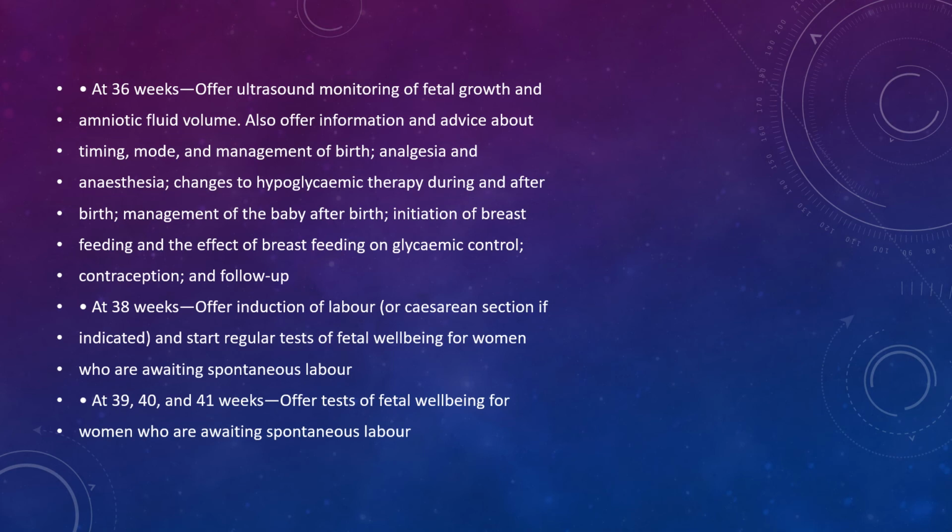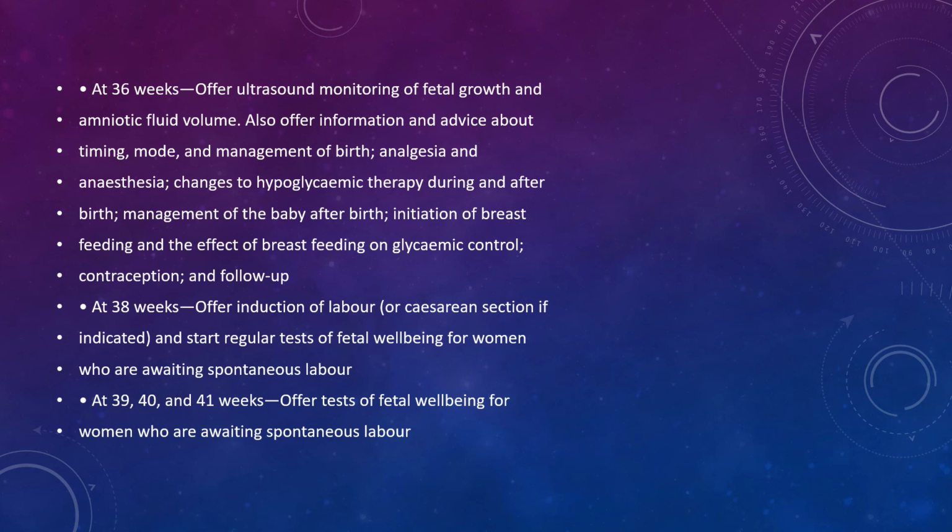The normal amniotic fluid index is between 5 and 25. Any increment in amniotic fluid index indicates polyhydramnios, which is a sign of poorly controlled diabetes. Once we have polyhydramnios, it indicates that the diabetes is poorly controlled and the obstetric outcome may be bad. Also offer information and advice about the time, mode, and management of birth, analgesia type, changes to hypoglycemic therapy during or after birth, management of the baby after birth, and initiation of breastfeeding.